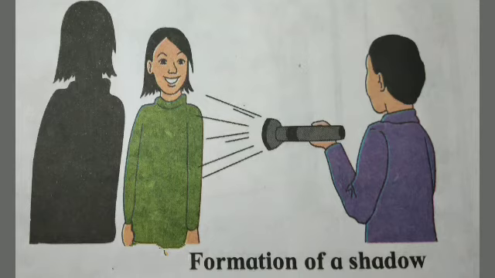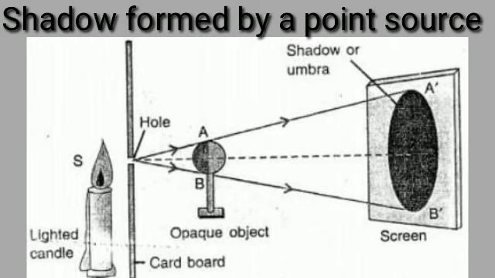This change in the shadow depends on the source of light, the object and also on the surface on which the shadow is formed. But in this lesson we are going to learn about the shadow obtained from a point source and extended source. Shadow formed by a point source.